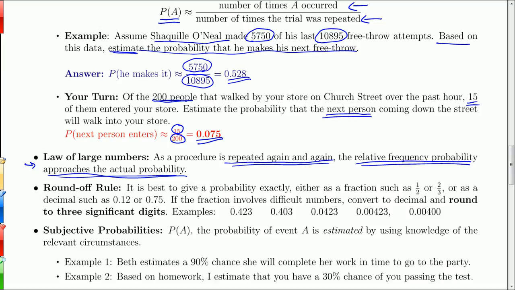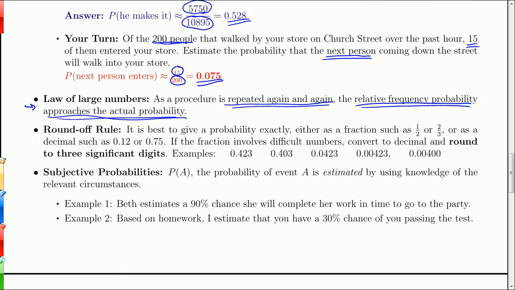The round-off rule is probably best to give these as fractions if they're simple. 1/2 is nice and simple, 2/3. But if you get into something strange with a denominator that's, say, bigger than 10, something like 6 over 13, you're probably going to want to write that as a decimal. Right? And when you do that, there's a convention for probabilities, and that's to round your answer to 3 significant digits.